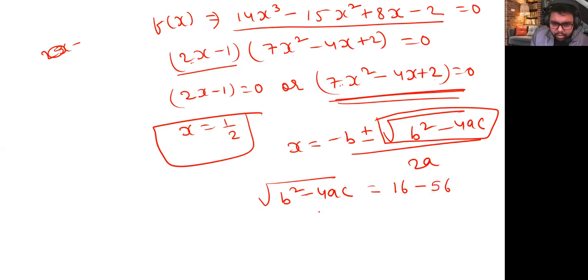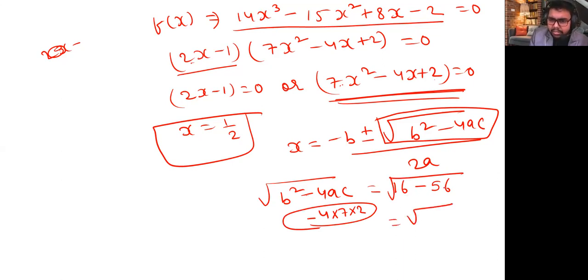So I would be getting minus 56. Minus 4ac: what is my a? 7. My c is 2. I solved this part; you can solve it. So minus 56, and it gives me 16 minus 56, which is minus 40. Try to use your calculator. Try to find the root of minus 2 or any negative number. It would be showing error.